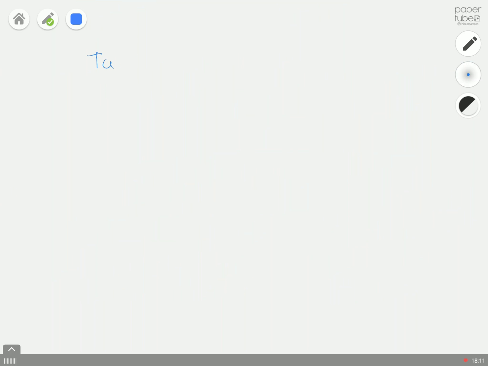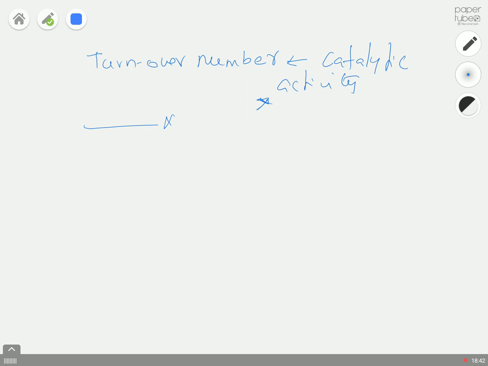And then I talked about turnover number. Turnover number is something related to catalytic activity. But here everything is expressed in terms of numbers instead of moles, like grams of product formed per unit time. We won't say that. We will say the number of molecules of product formed per unit time. So that's how you define turnover number.